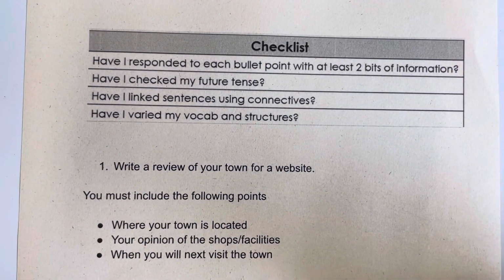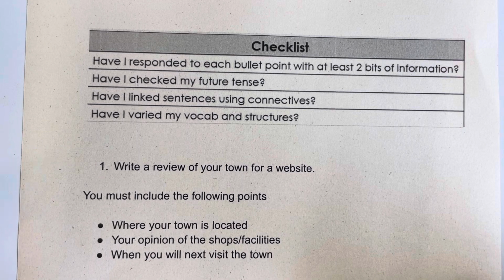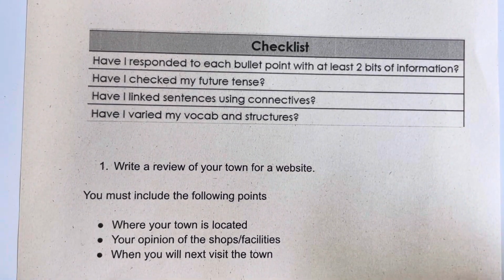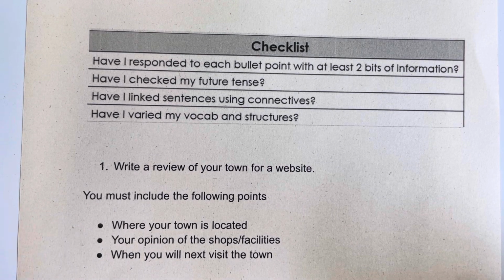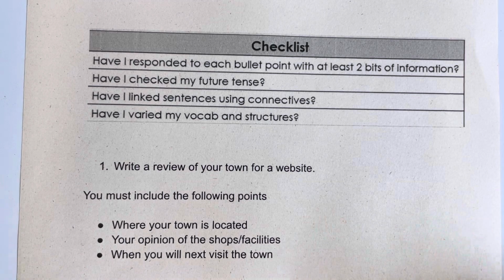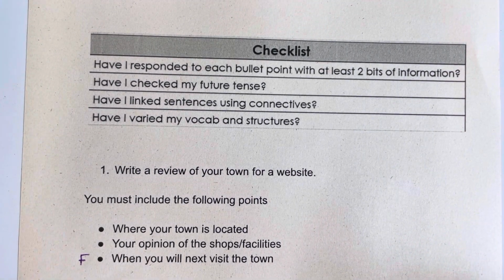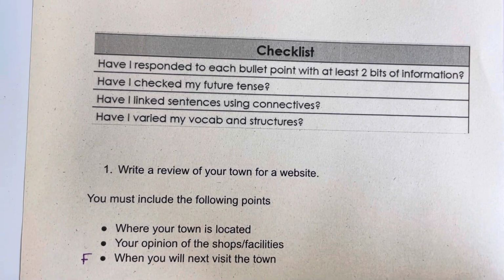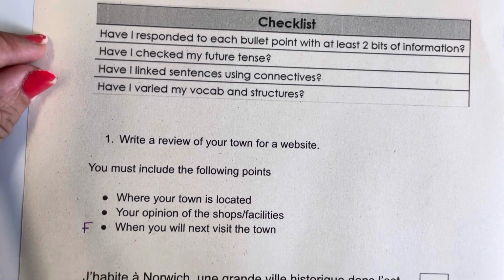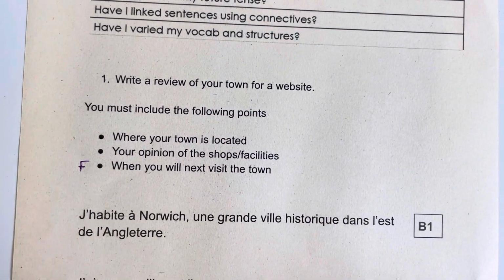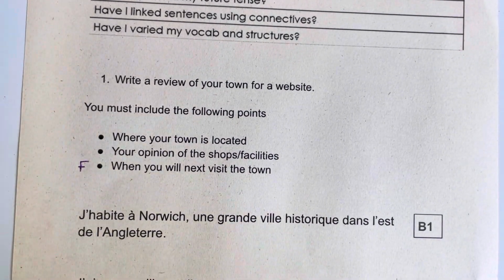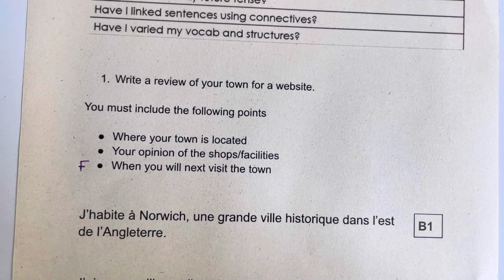It says here, write a review of your town for a website. You must include the following points: where your town is located, your opinion of the shops or facilities, and when you will next visit. And we can note here when you will next visit is the bullet point that is asking us to make reference to the future. So here's a model answer for you to look at. I've broken it into individual bullet points. Let's take a look together.